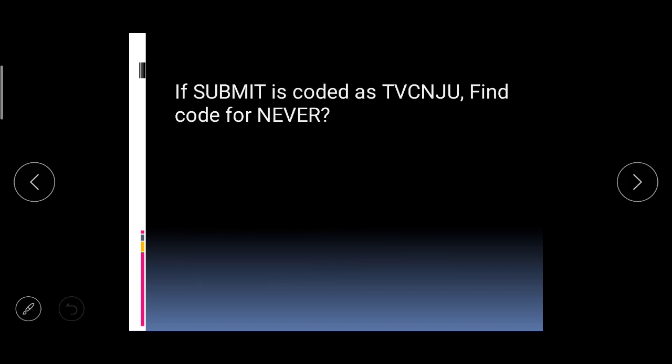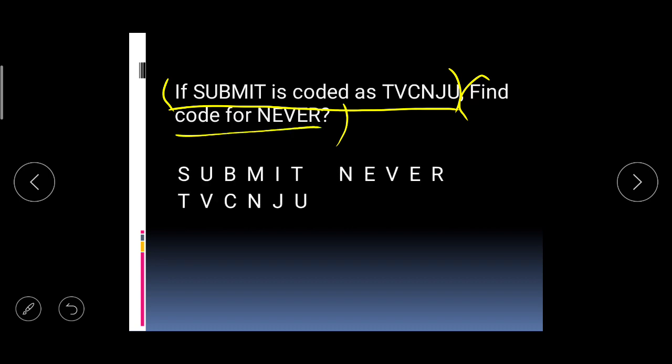Letter coding. If SUBMIT is coded as TVCNJU, find the code for NEVER. As I have told you, in coding and decoding we have two parts of the question. From this part you find out the pattern, and when you find out the pattern you need to apply it here. So I have written SUBMIT is coded as TVCNJU. Now let's understand letter by letter.